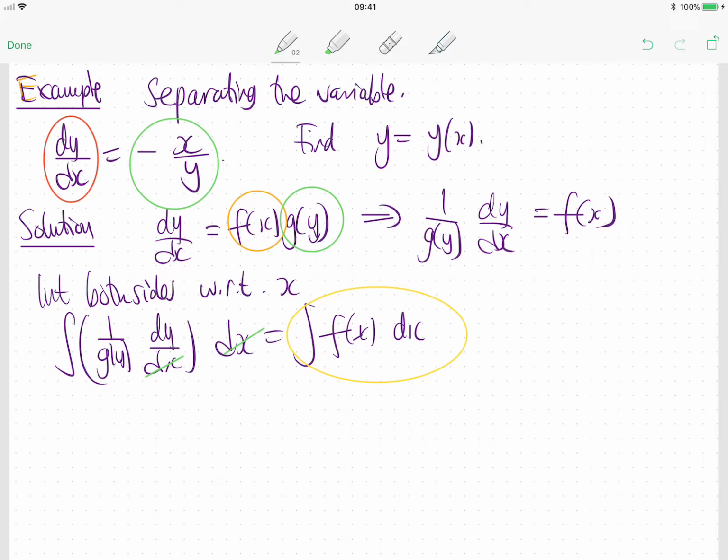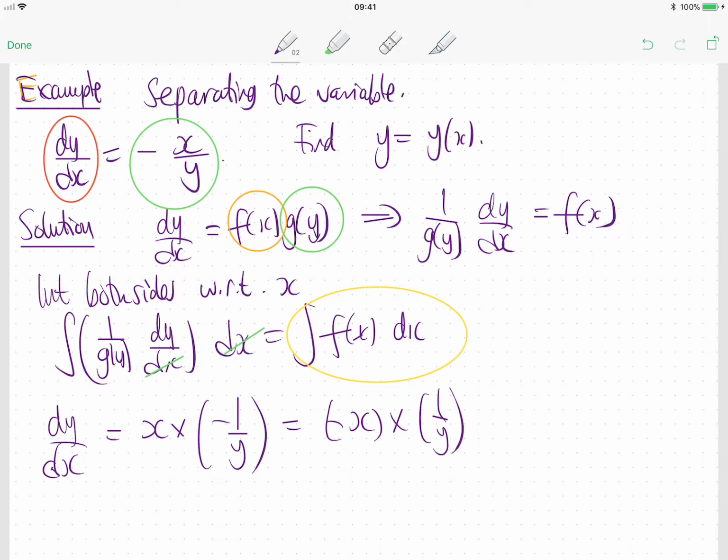Okay, so how about our case? So we have minus x divided by y, and we want to separate those x's and y's. So how can we do that? Well, we could write it as x times minus 1 over y. This way the x's and y's are separated. Or we could do minus x times 1 over y. Both of them are fine.